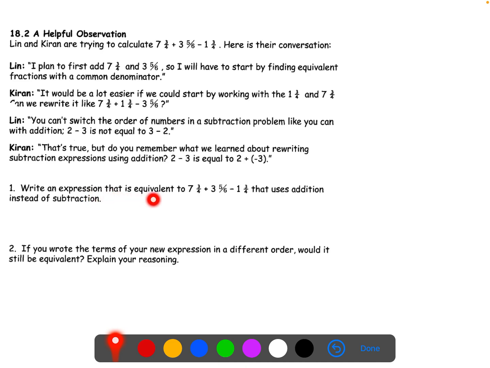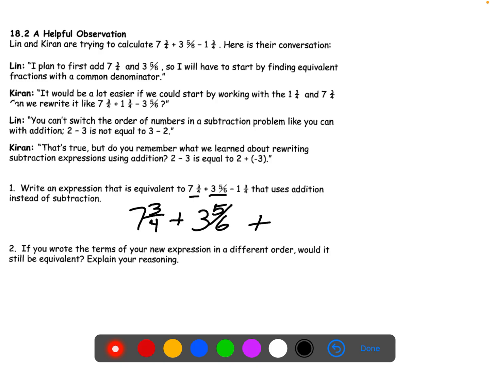So we need to write an expression that's equivalent to their original and uses addition instead of subtraction. So we're going to use addition instead of subtraction. That's not going to change my first term. So 7 3/4 is fine. Then it was plus 3 5/6, still good.